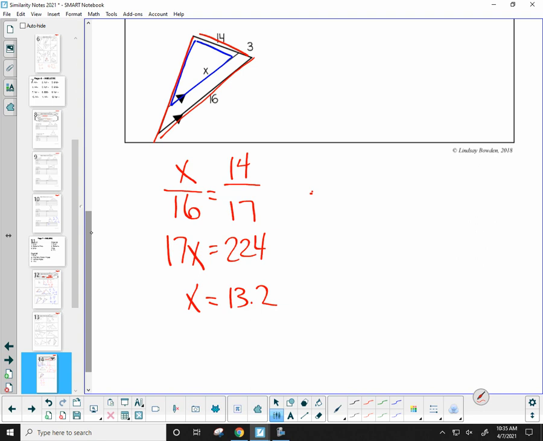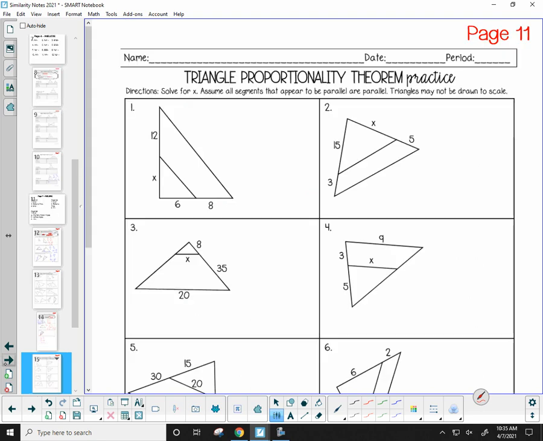All right, so go to the next page, please. So page 11. What about that first problem? Can I use a shortcut on page 11? I'm sorry, on number 1 on page 11. Yes. How about number 2? Yes. What about number 3? No, because the parallel lines are the parts, right? So that's where we have to use the individual triangles.